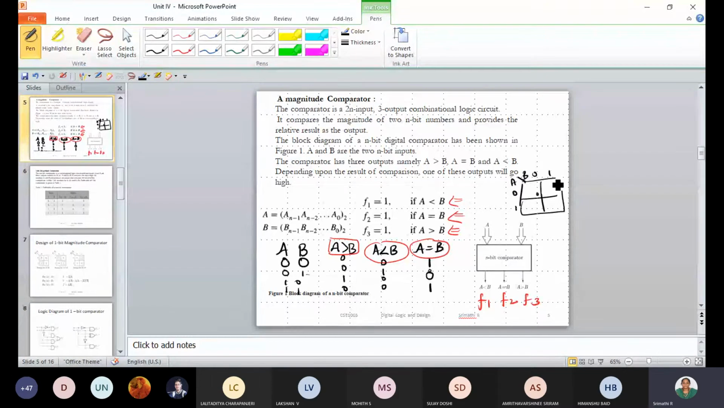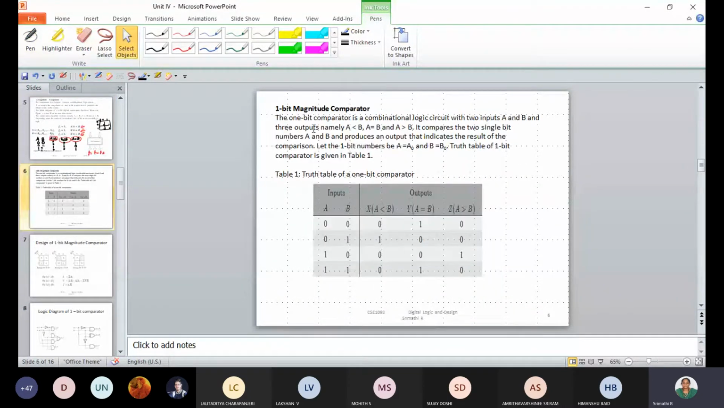This is a block diagram of an n-bit comparator. Instead of n bits, I have taken 1 bit. The general block diagram is given here for you. So see here, this is a 1-bit comparator. As I said earlier, I have already drawn the K-map function or truth table in the previous slide itself. Here, this is the K-map. So see, look ahead with the first column.